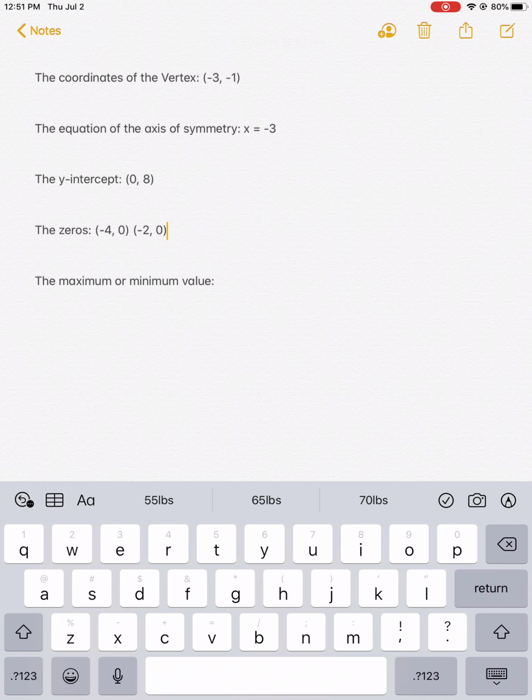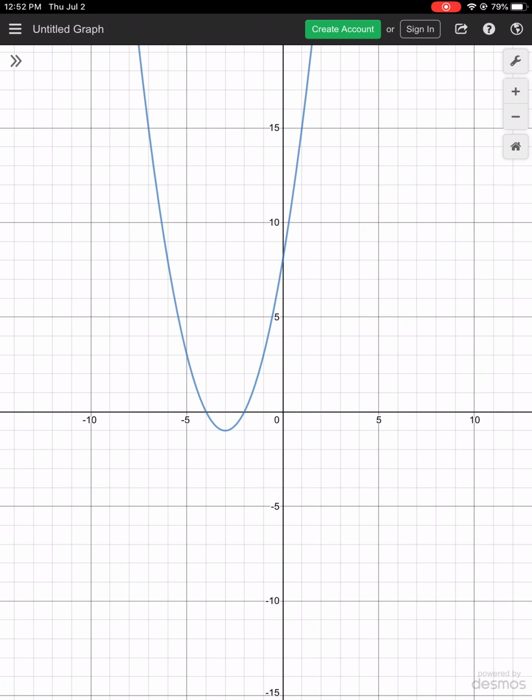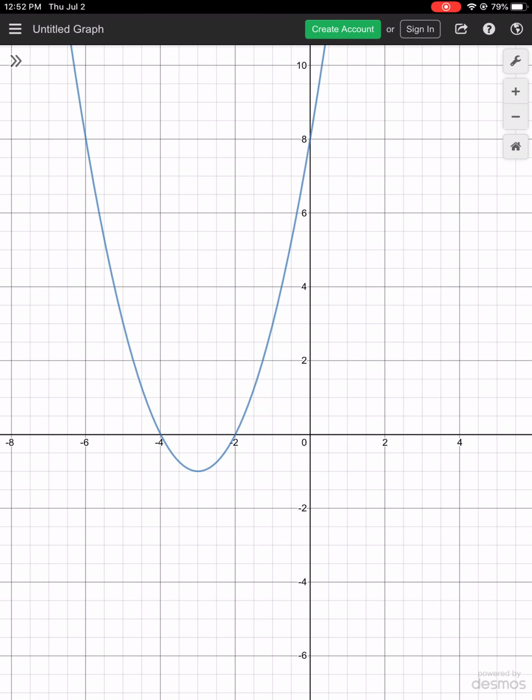Okay? As I said, sometimes there's 1, sometimes there's none, and that's okay. So the max or min value, there's only one or the other. You can't have a max and a min when it comes to parabolas. So take a look here. As you can see, the graph's going down. Well, if it's going down, would we have a max or a min? I really hope you said min. So you're right. It's a minimum.